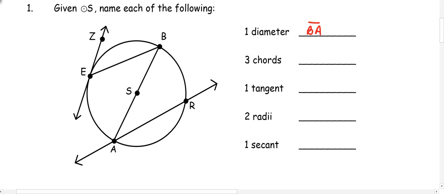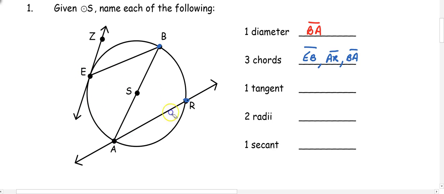Three chords. Remember, chords have two endpoints on the circle, so one of them could be EB. One of them could be AR. And the other chord, remember, is our diameter, because a diameter is a special type of chord. So we also have BA.